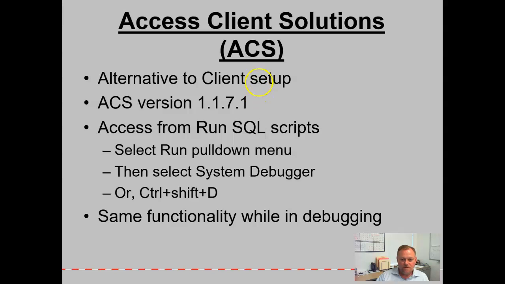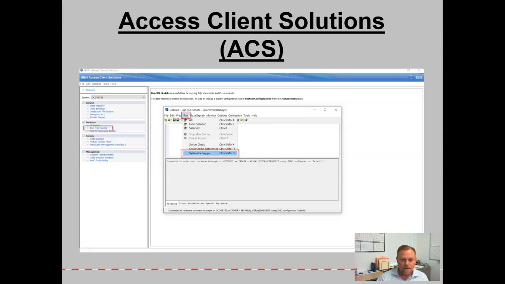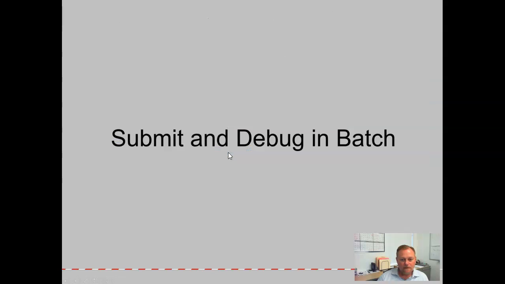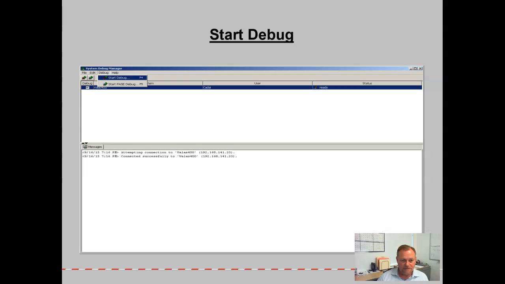An alternative to the client setup is if you're running Access Client Solutions and have access to Run SQL Scripts, there's a Run pull-down menu, and at the bottom option is System Debugger. This will launch the System Debugger, not the Debug Manager, but the System Debugger, and allow you to do the GUI debugging. Here's a sample here. Here's the Run pull-down menu and the System Debugger. But for now, we're going to look at the Debug Manager and start a debug session.